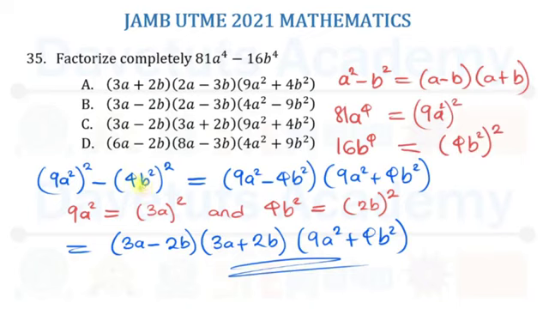If you look at the options, 3a minus 2b, 3a plus 2b, 9a squared plus 4b squared, option C is capturing that perfectly well. But it's our understanding of the difference of two squares that is giving us the solution and making it feasible for us like this.